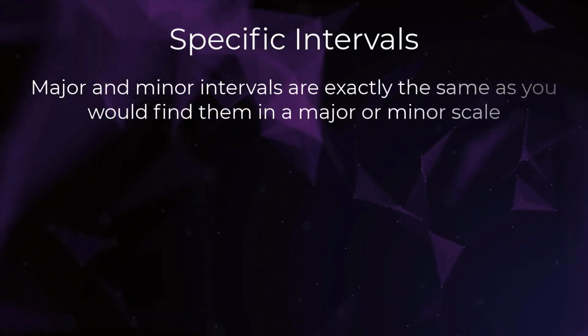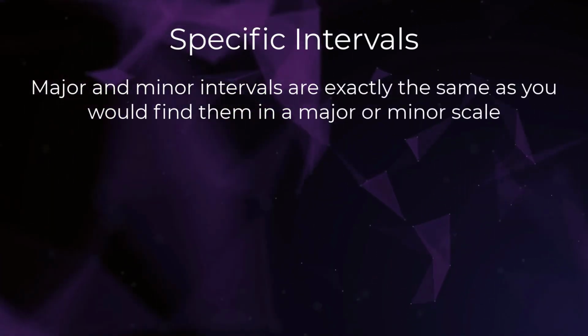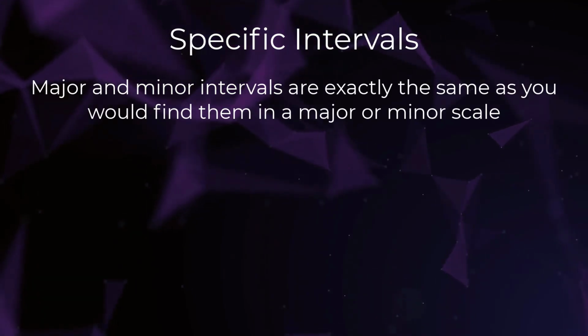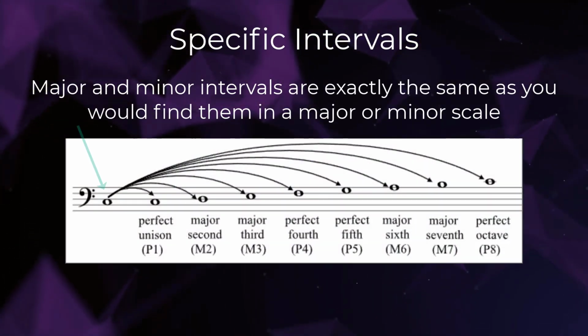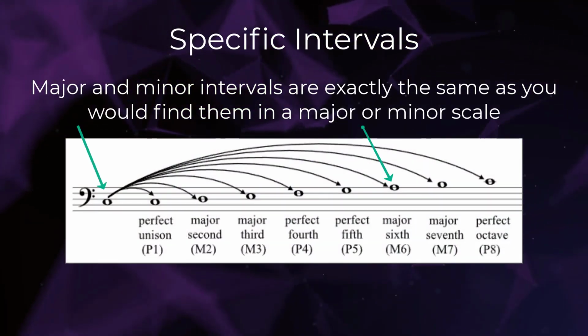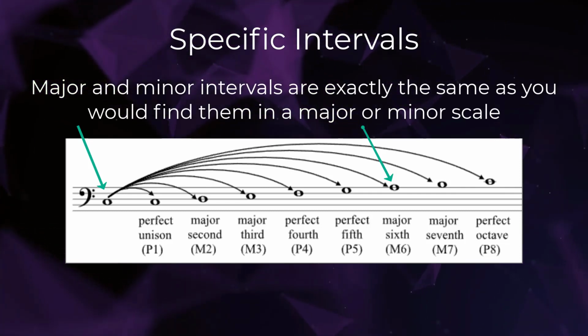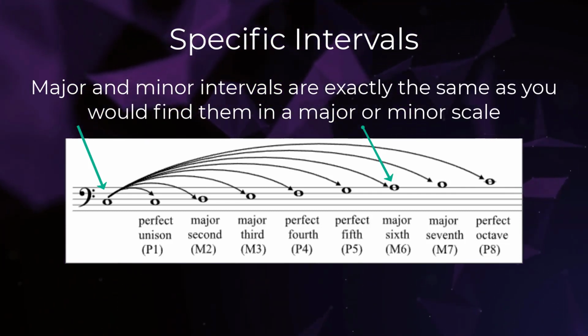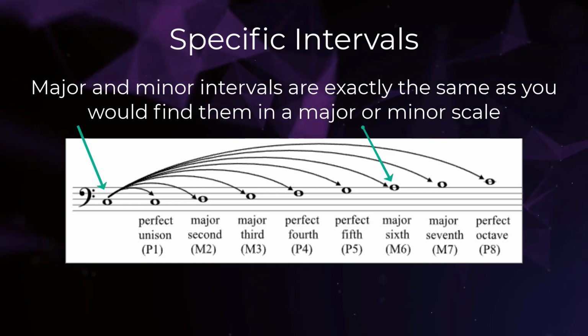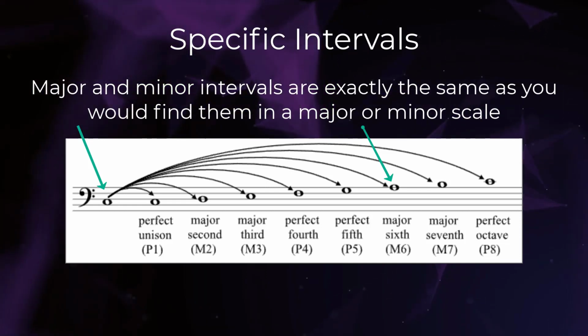Major and minor intervals are exactly the same as you would find them in a major or minor scale. So if we travel from a C to an A natural, that is some form of sixth. As C major has no sharps or flats, this distance would be a major sixth when speaking specifically.